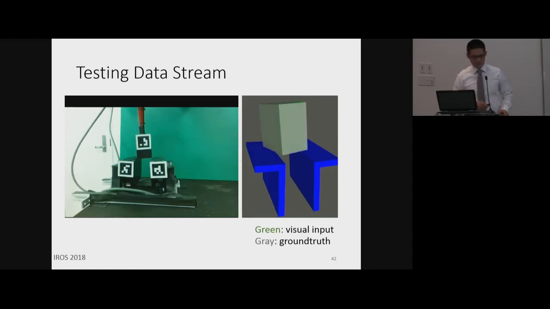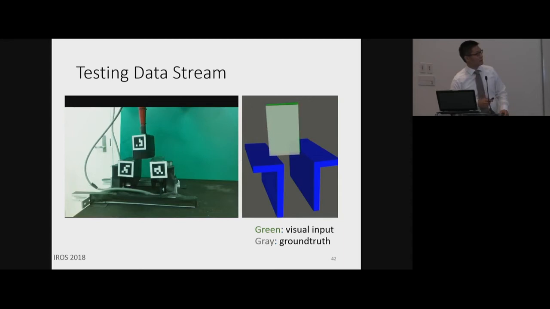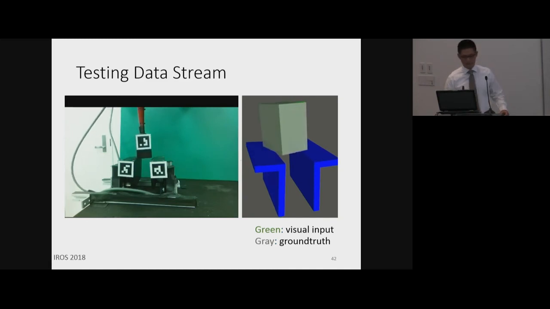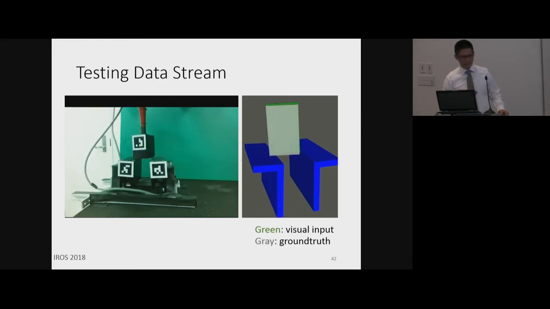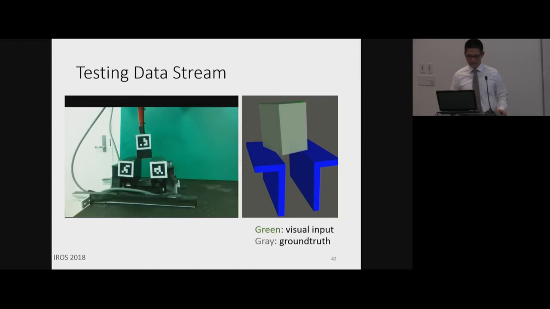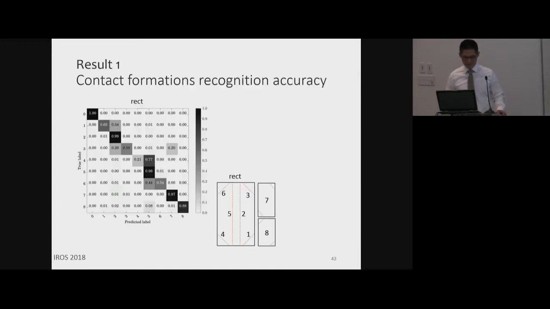Now I'm giving you a feel of what the real testing data looks like. On the left-hand side are the real data images. On the right, I'm plotting the visual input in green and the ground truth in gray. You will see a tiny error between them, and that's the error that we want to deal with by adding tactile sensing.